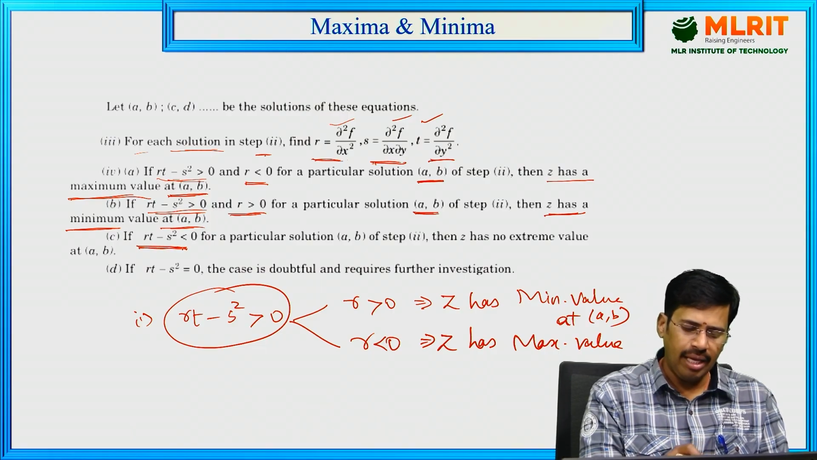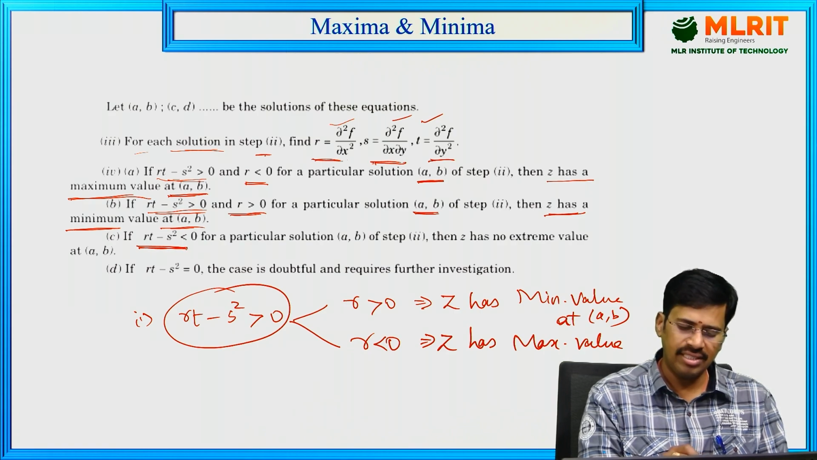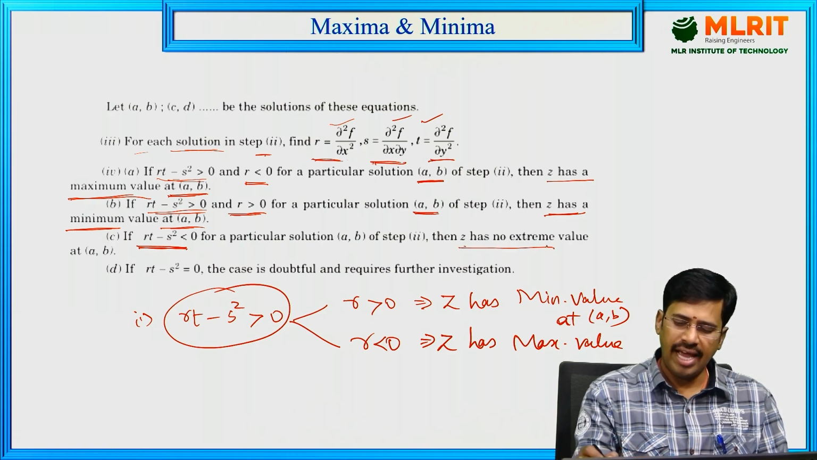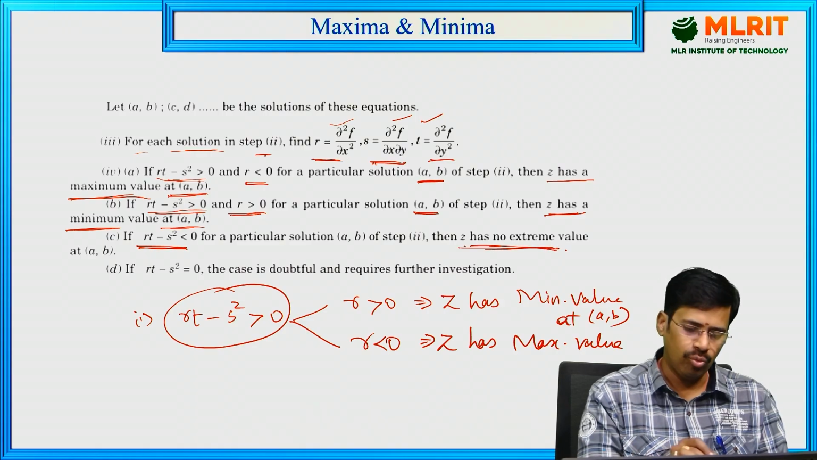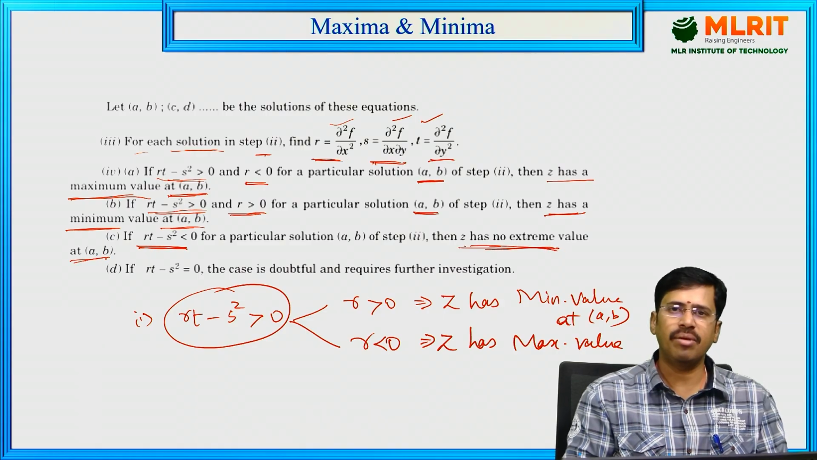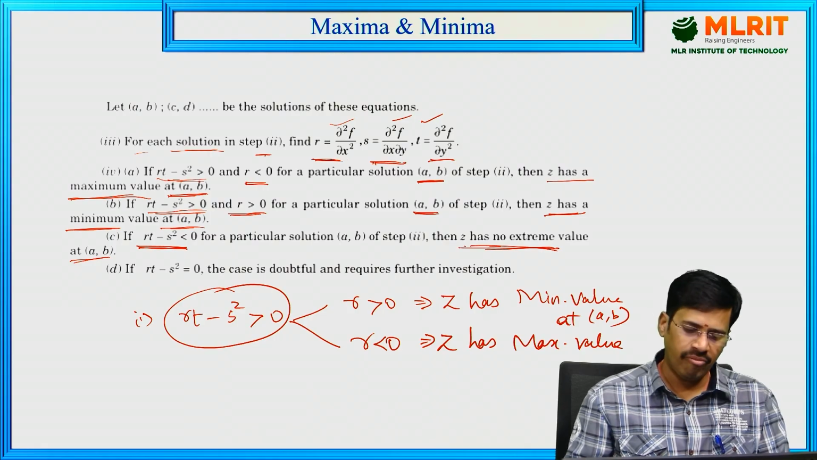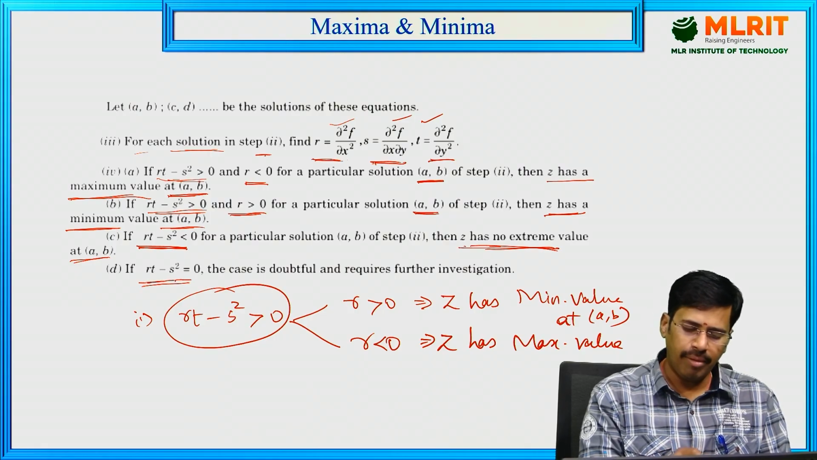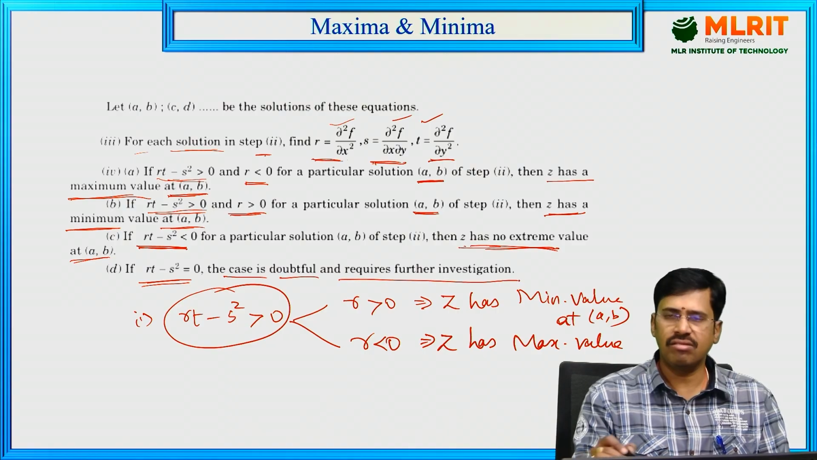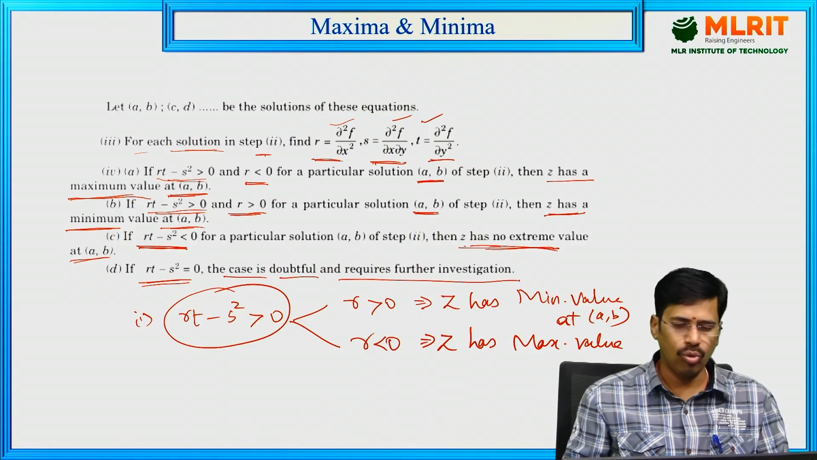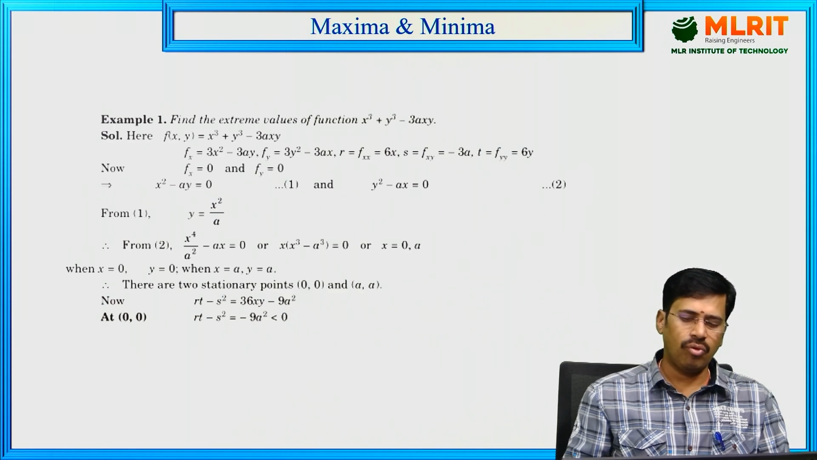Suppose at any particular point a comma b, if rt minus s square is less than 0, then z has no extreme value. Extreme value means either maximum or minimum. If rt minus s square is less than 0, we can conclude that the function doesn't have a maximum value or minimum value. And if rt minus s square is equal to 0, the case is doubtful and requires further investigation. We cannot conclude that.